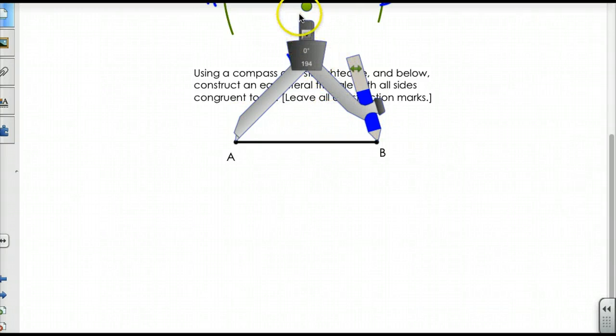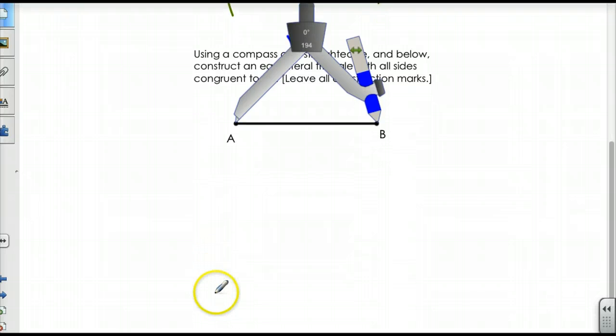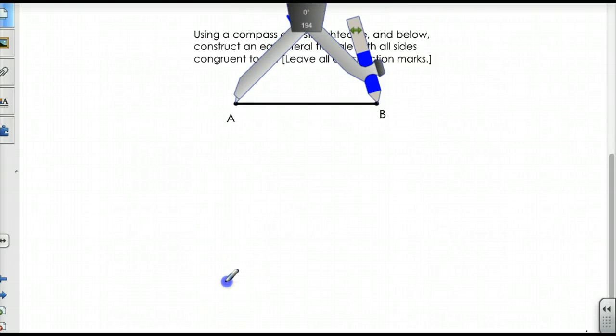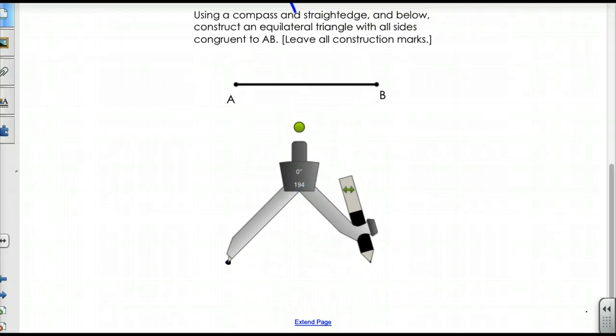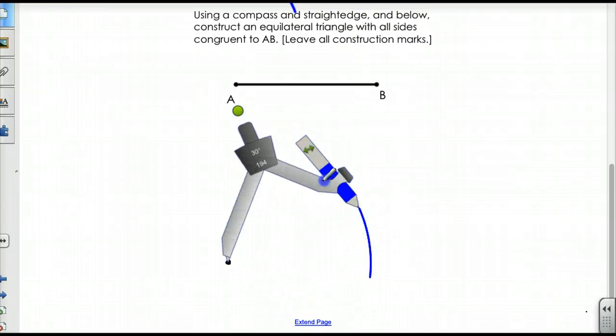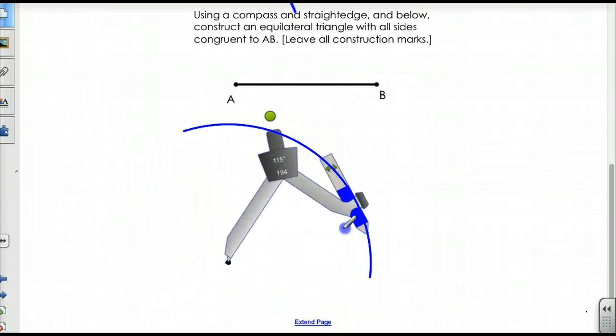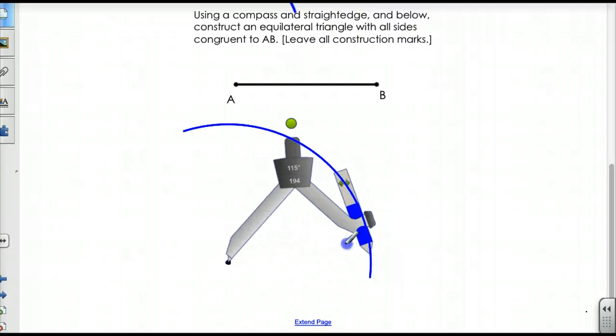Alright, now what I want you to do is just put a point on your paper. Put a point anywhere you want. So we're just going to put a point there. Good. We're going to move our compass down now. And just like before, we're going to draw one of those big arcs. We're going to draw an arc from here to here.